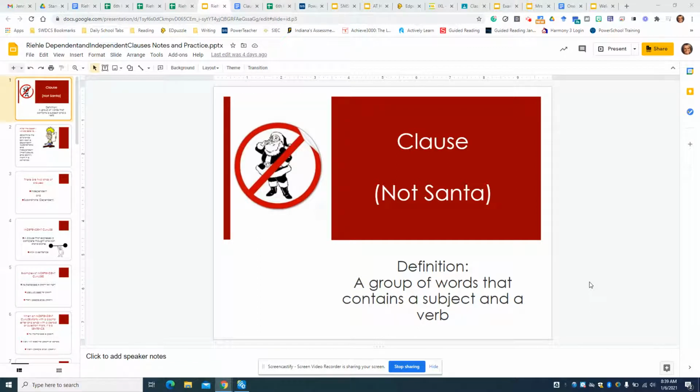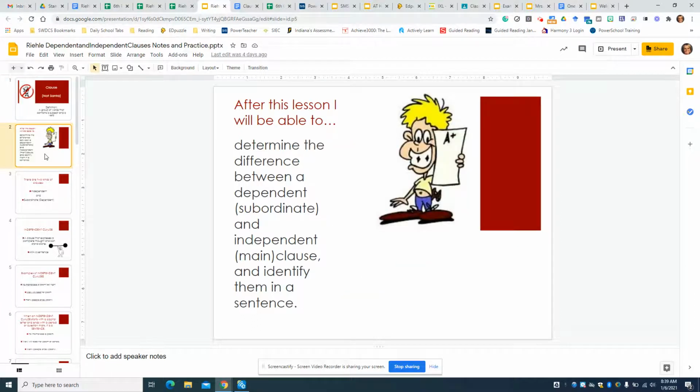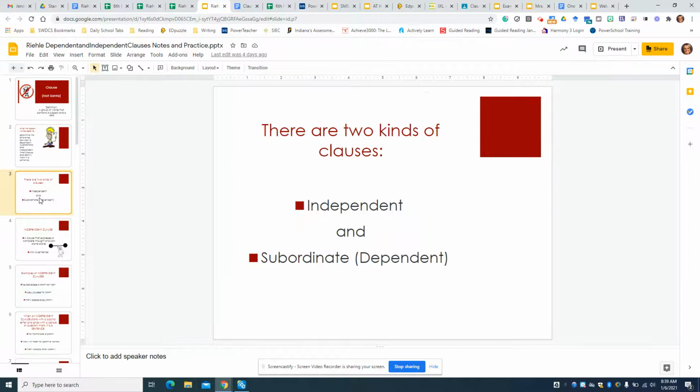Today we're going to talk about clauses. Clauses meaning a group of words that contains a subject and a verb, not Santa Claus. And we're going to focus in on determining the difference between a dependent or subordinate clause and an independent or main clause, identifying them in a sentence.